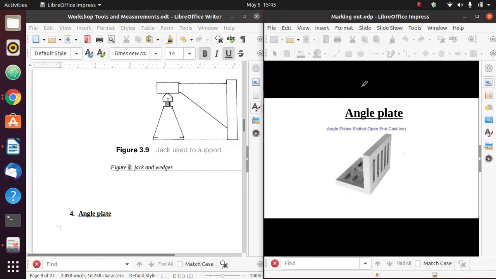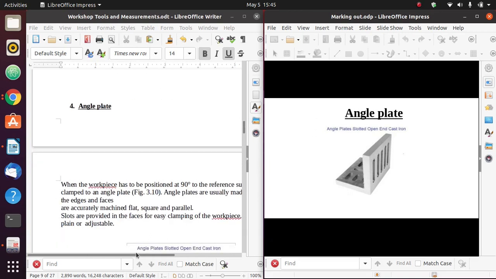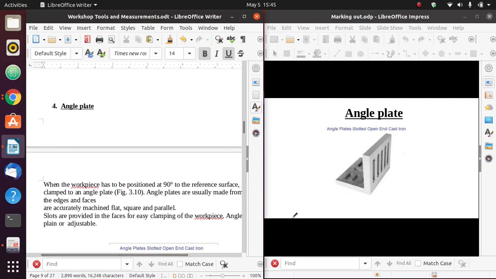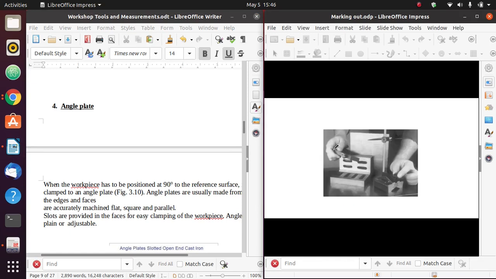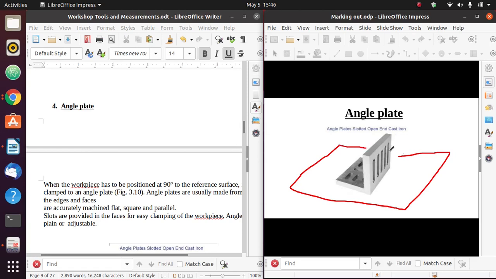Now, another tool that we find in the workshop that is used for marking is known as an angle plate. Now, what is an angle plate used for? If I want to position my workpiece 90 degrees to the reference surface, for example, I have a reference table over here, a surface table or a surface plate, and I want to position my workpiece 90 degrees. I can't just hold it with my hand and assume that workpiece will be 90 degrees. I can't just hold my workpiece and say that it is 90 degrees.